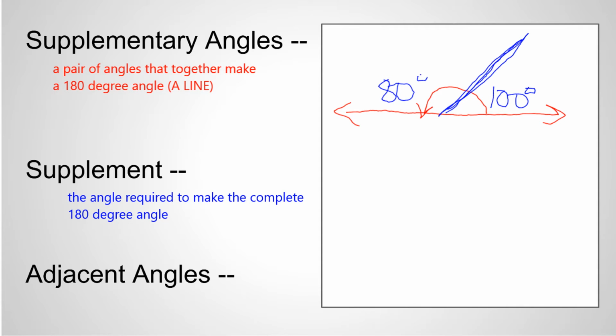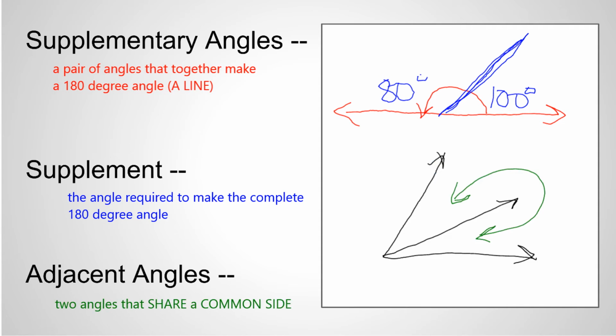And the last thing we need to talk about are adjacent angles. Our adjacent angles are just like what we saw before with complementary angles and just like what we see up there with our supplementary angles. They're any two angles that share a common side. So in this one that I drew down here, they share this one side there in the middle. And in this supplementary angle, they share the little blue line for both of them there.